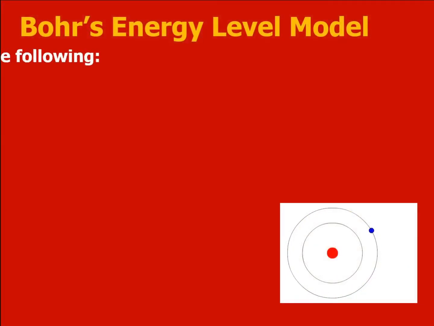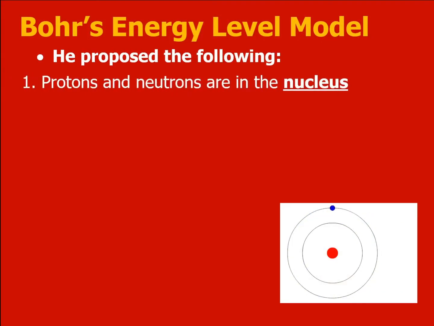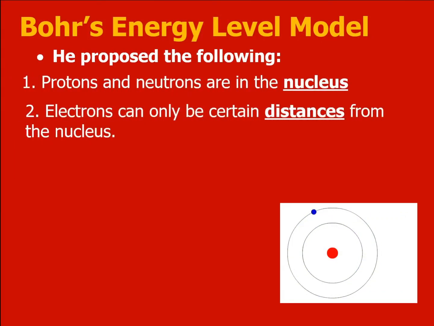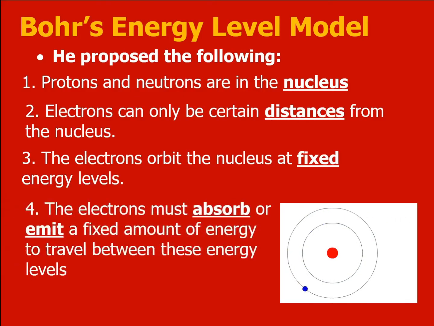Bohr's energy level model. He proposed the following. Number 1. Protons and neutrons are in the nucleus. Number 2. Electrons can only be certain distances from the nucleus. Number 3. The electrons orbit the nucleus at fixed energy levels. Number 4. The electrons must absorb or emit a fixed amount of energy to travel between these energy levels.